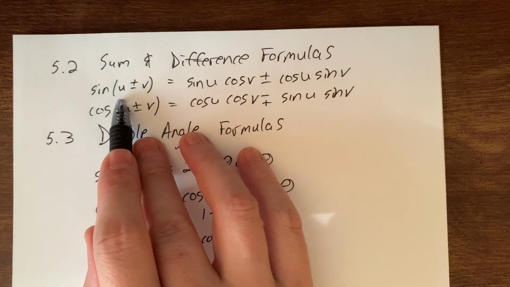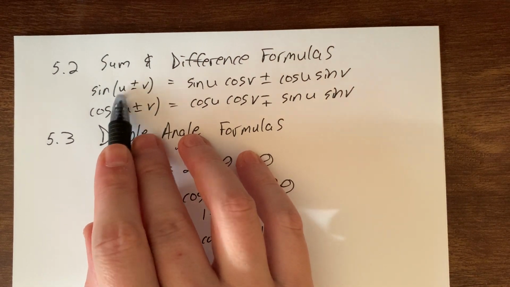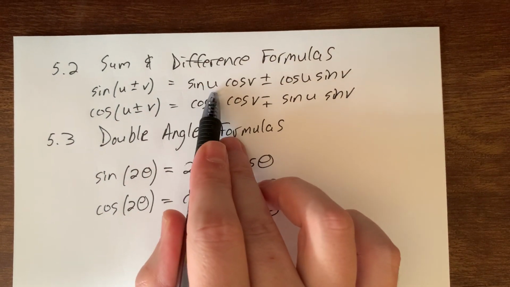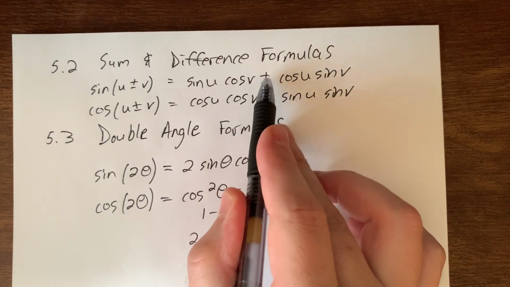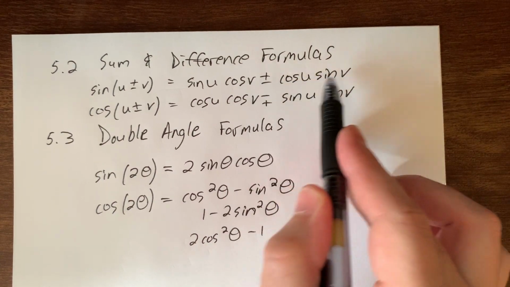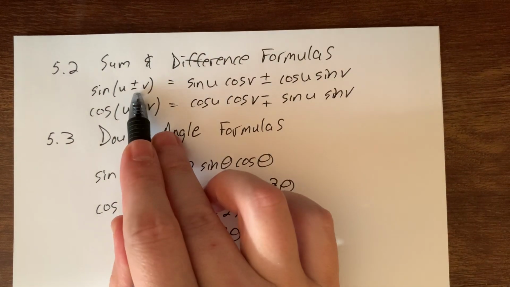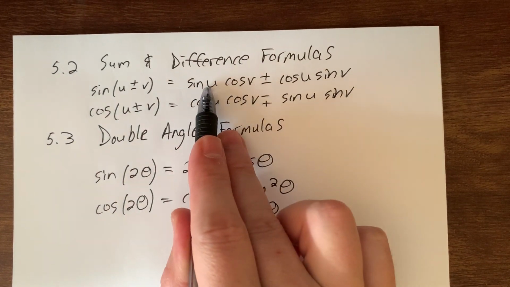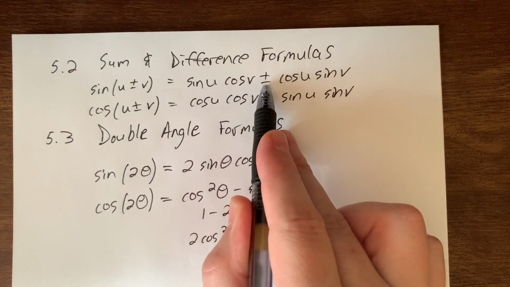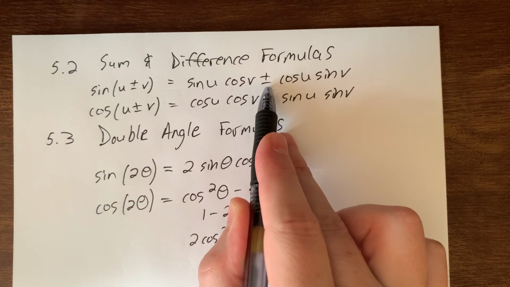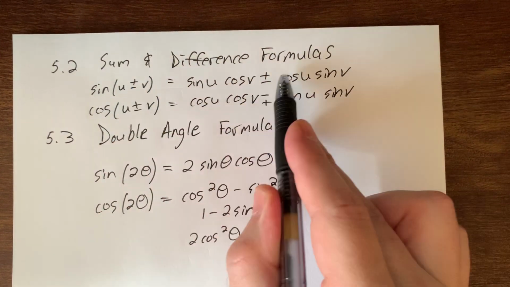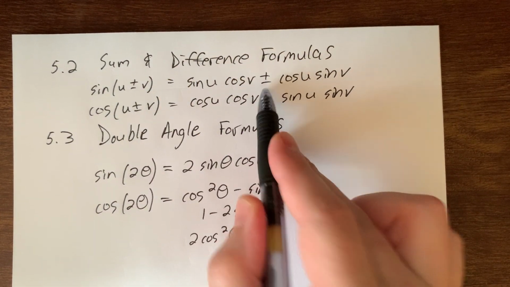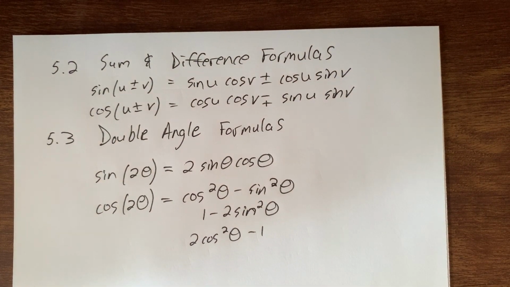But again, how does this formula work? Well, if we're adding the two angles, u plus v inside here, we get sine u cosine v, and then we stick with the plus, cosine u sine v. If it's a minus in between, if it's sine of u minus v, we'll still have sine u cosine v, but then we'll use the minus sign. That's all it is. If the plus goes here, then the plus goes here on this side of the formula. If the minus goes here, then the minus goes here on this side of the formula.